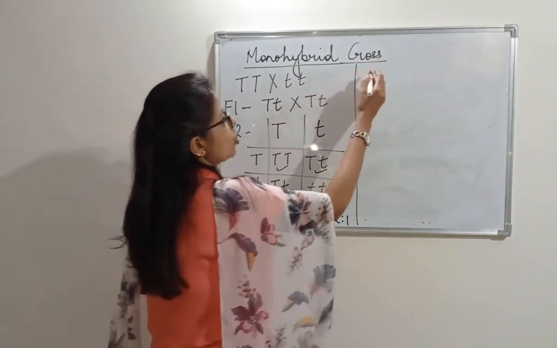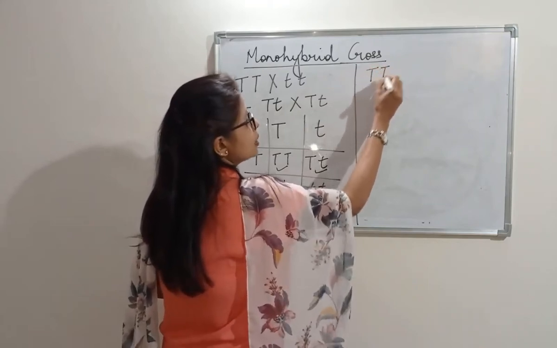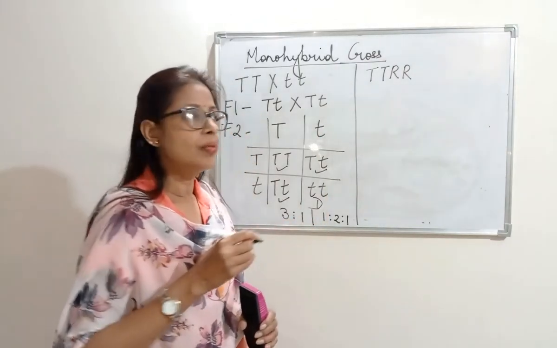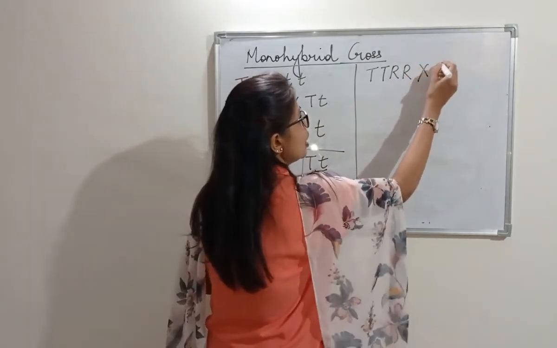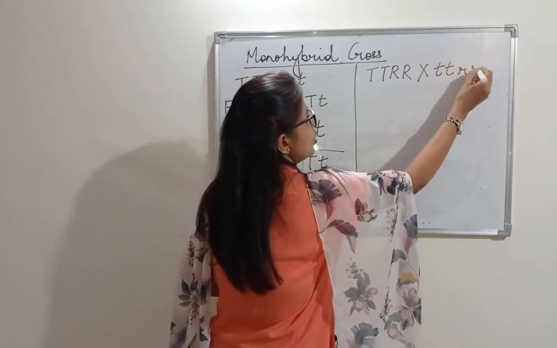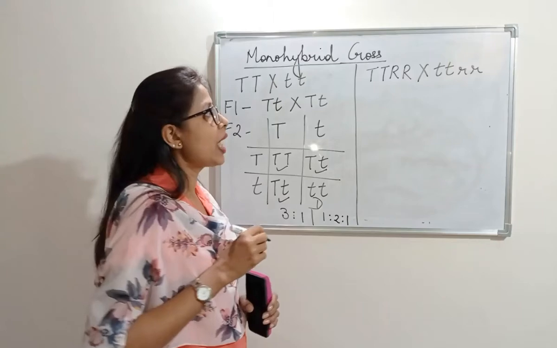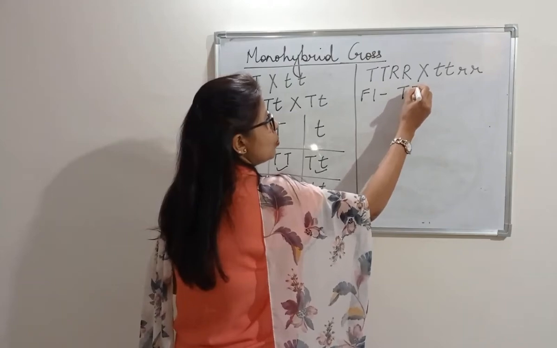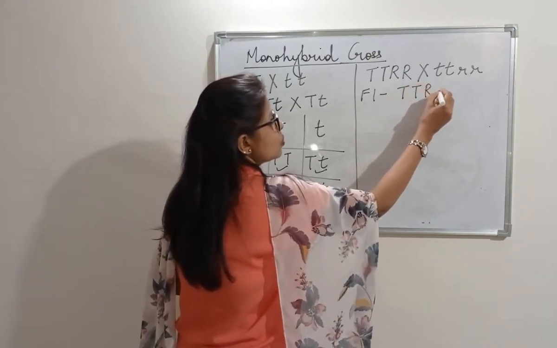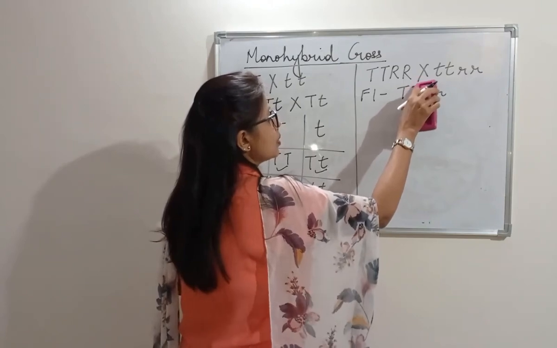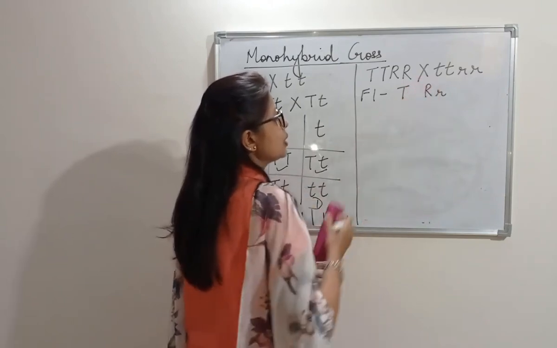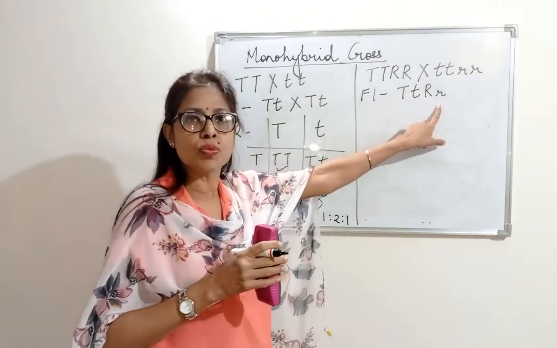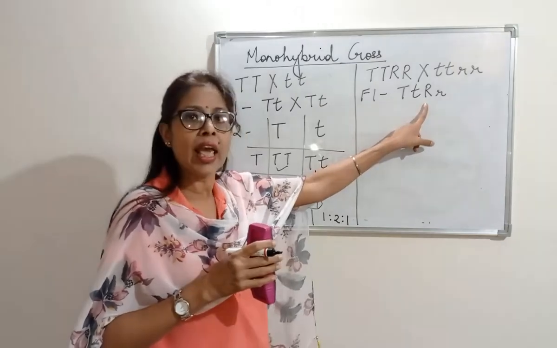Same way, we are going to see now the dihybrid cross. In dihybrid cross, we will take up two characters, a tall plant with a round seed, which is crossed with a dwarf plant with a wrinkled seed. So in F1 generation, same way we will get all tall plants with round seed. We will get this ratio, that is capital T, small t, capital R and small r.